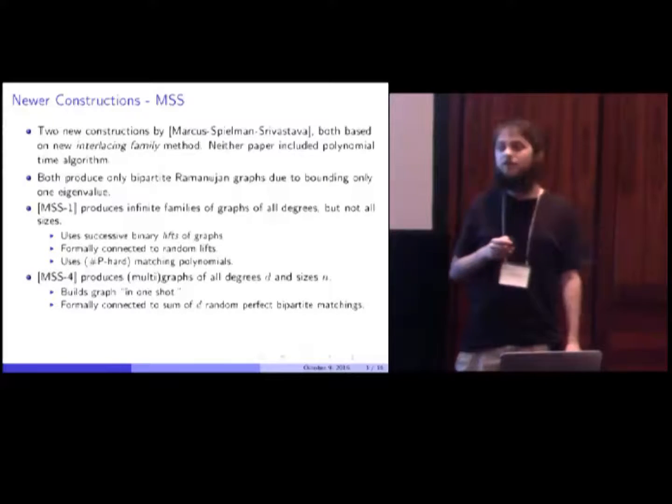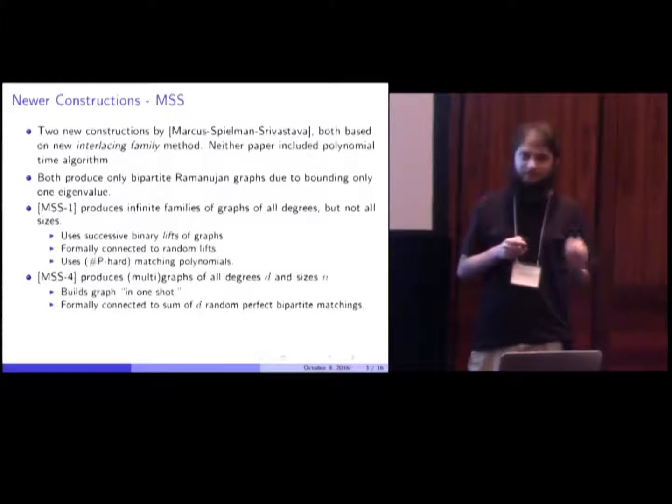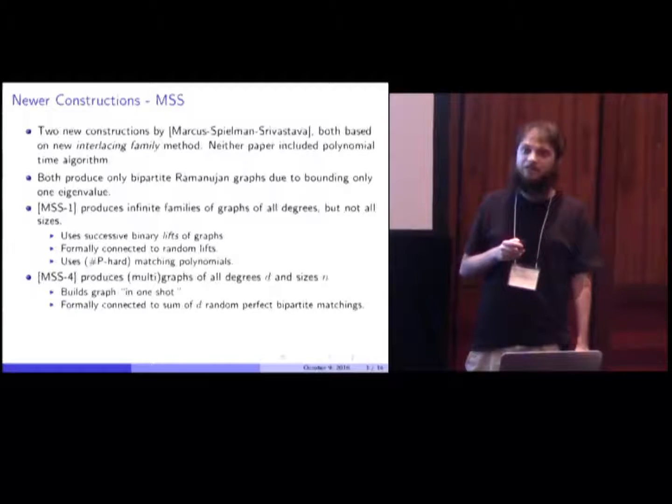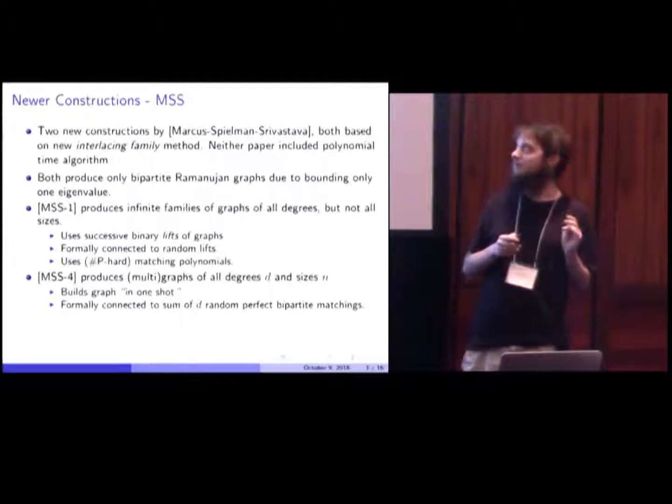Okay, so their other paper, their second paper on Ramanujan graphs, also uses interlacing families, but it produces a bipartite graph of arbitrary degree and of any size that's possible, even numbers.